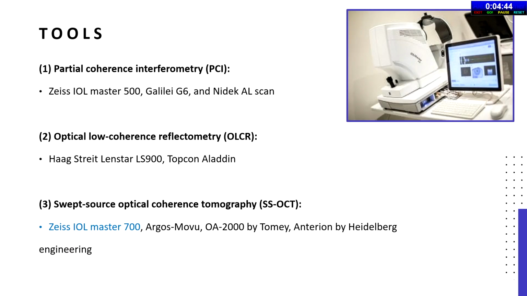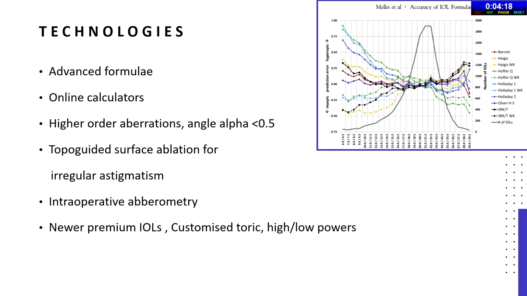So the tools and technologies now, all of us know that the ultrasound biometers have been rapidly replaced by the optical biometers, which are working on different principles, but the most popular and accurate ones are the third generation, which are based on the swept source OCT, like the Zeiss IOL Master 700, the Tomey, or the Anterion. So these are the ones which are the best in the market at present. The newer technologies, as day by day advances, we see newer formulas coming into the market, and we have advanced AI-based formulas which have the highest prediction accuracy.